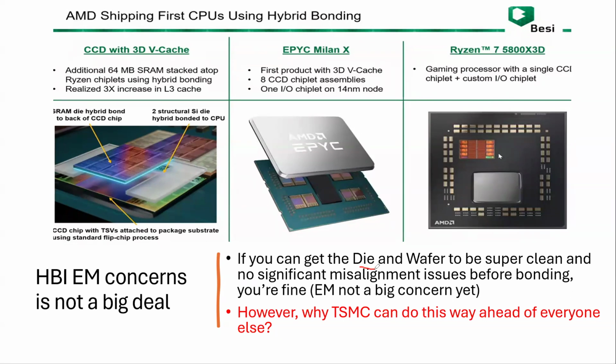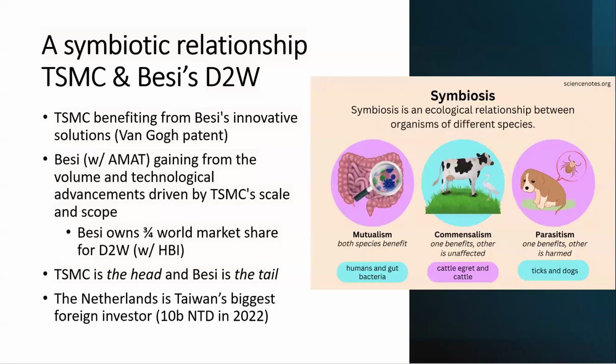And this is die to wafer. At the end of the day, you need to get the die and wafer super clean, with no significant misalignment before bonding. And you're fine. Actually, electromigration is not a big concern yet. The question is why TSMC can do this way ahead of everyone else. That's interesting. These two companies have a symbiotic relationship, right? Symbiosis is like that. You coexist and benefit each other. That's what it means. TSMC benefits from Besi's innovative solutions.